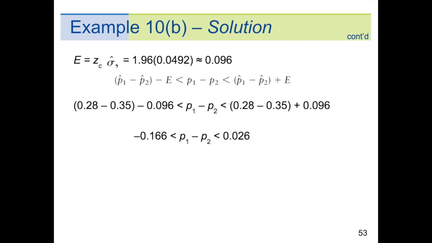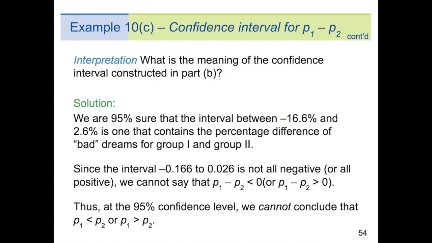So we plug that into the confidence interval, and we get that p sub 1 minus p sub 2 is between negative 0.166 and 0.026. What is the meaning of the confidence interval? We are 95% sure that the confidence interval between negative 16.6% and 2.6% is one that contains the percentage difference of bad dreams for group 1 and group 2.